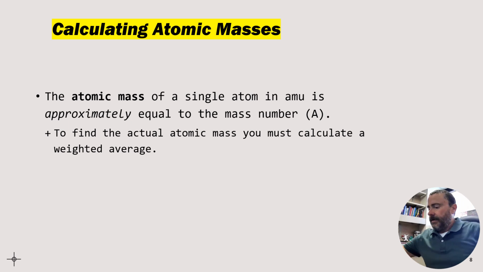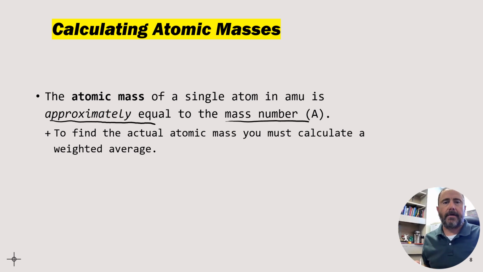Next, we're going to calculate the atomic masses of things. The atomic masses that we're going to find are different from the mass numbers. These are very specific masses, and they are going to be a weighted average of all of the different isotopes that are present out there. Notice that it says it's approximately equal to the mass number, but it's not going to be exactly that.